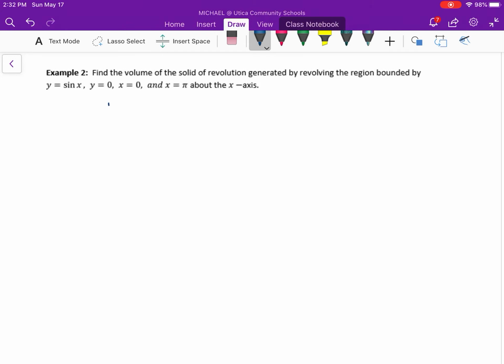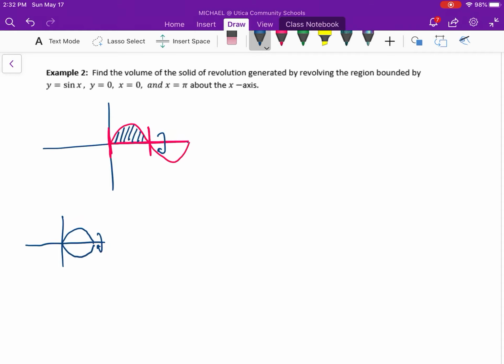All right, in example 2, we have different functions this time, so let's again draw our graph. We've got sine of x, we've got y equals 0, we've got x equals 0, and we've got x equals pi. So this is going to be the shape that we are revolving. We're going from 0 to pi, around the x-axis again. If we revolve this around this axis, we end up with this football-shaped looking object.